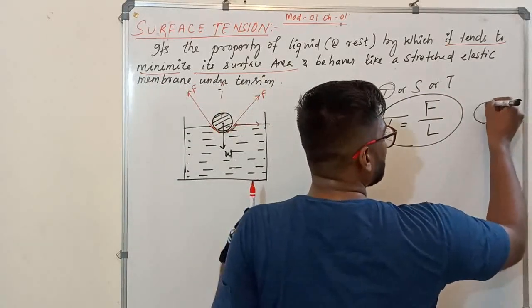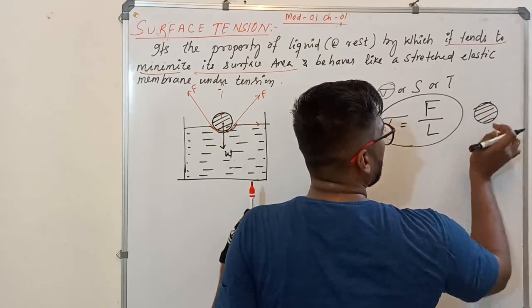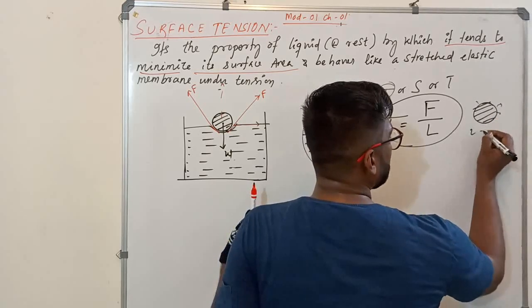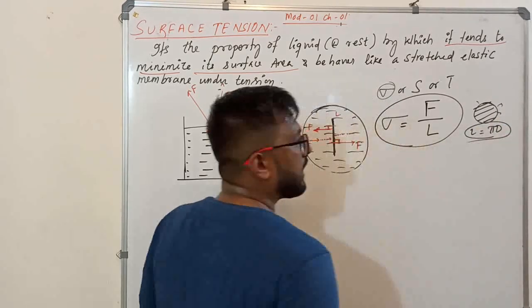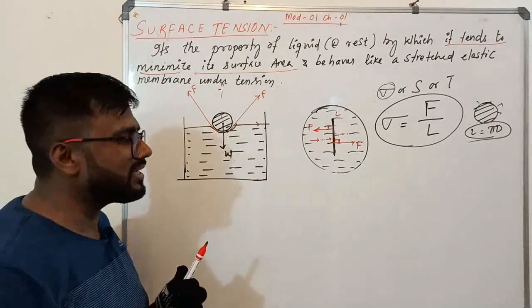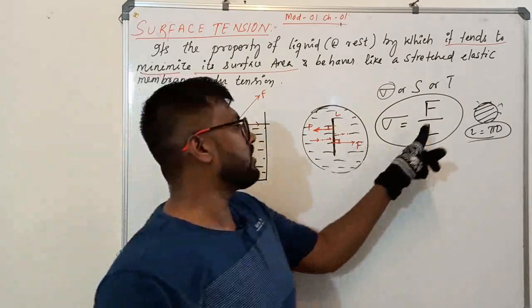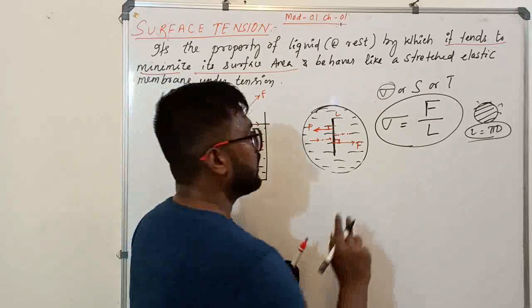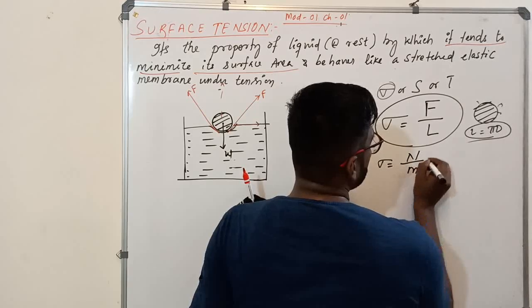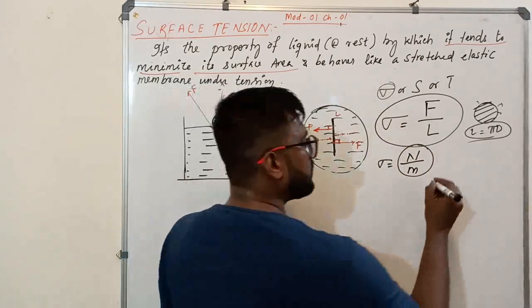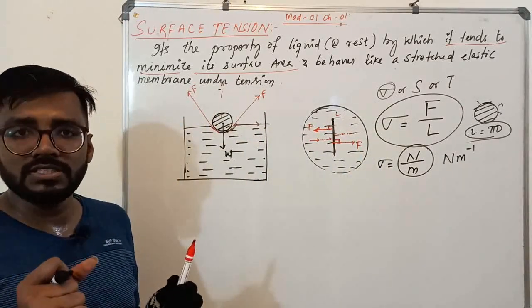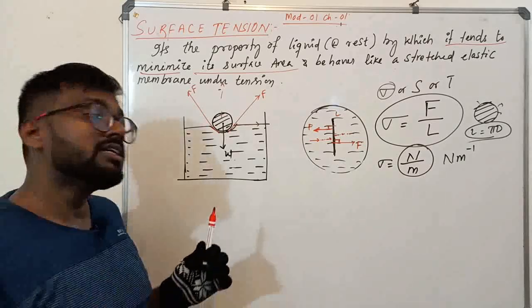Remember, if you have a liquid surface like a circle, then on the entire surface the surface tension is acting. So here L is equal to pi D, that is 2 pi r. Entire circumference में लग रहा है your surface tension. Okay, that we will study in calculator after some time. So sigma equals F by L. That is, surface tension equals force per unit length. Force unit Newton, length unit meter, so Newton per meter. What is the unit of surface tension? Newton per meter.